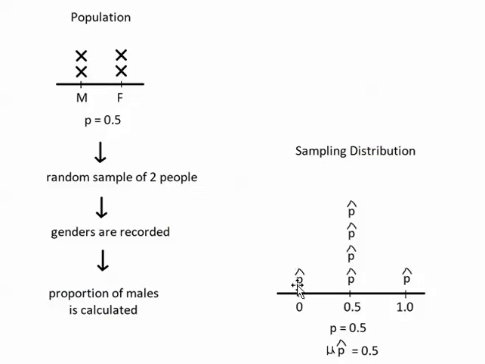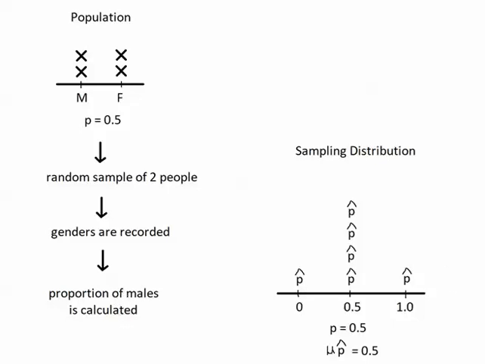P hat is a symbol for sample proportion. So when this sample of 2 people is randomly selected and the genders are recorded, the sample proportion, or p hat, is going to come out to some number, and it depends on which 2 people are chosen. If 2 males are chosen, p hat will be 1. If a male and a female are chosen, p hat will be 0.5, and so on.